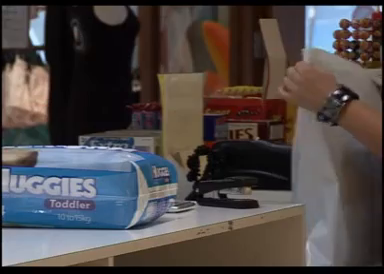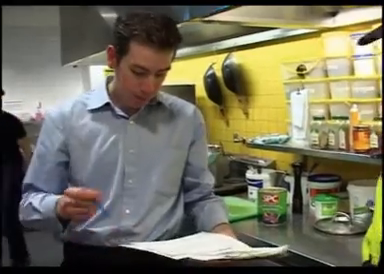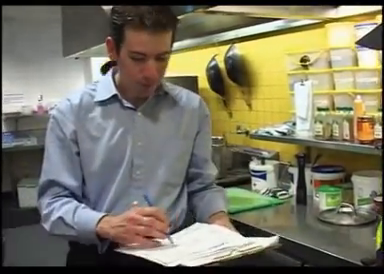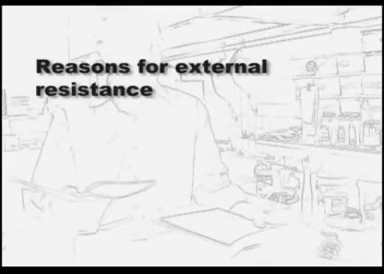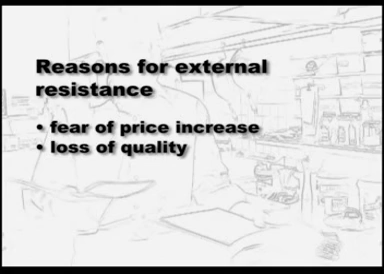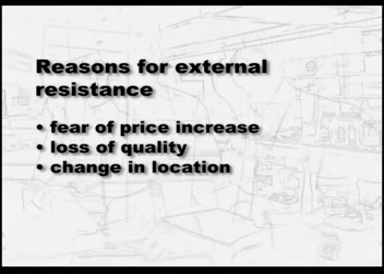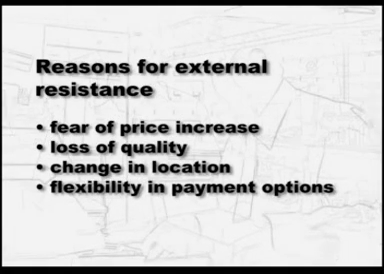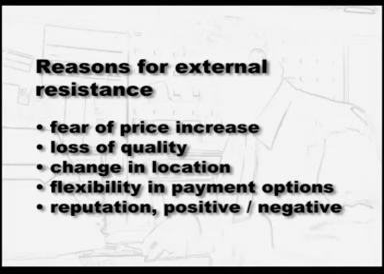Externally, resistance could come from customers, suppliers, distributors, or any other business that deals with the organisation daily. Some reasons for external resistance could include fear of a price increase, or that there may be a loss of quality in a product or service, change in location, flexibility in payment options, or a change in the organisation's reputation, both positive and negative.